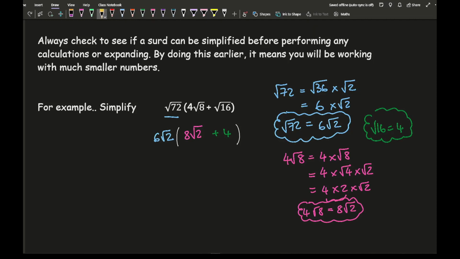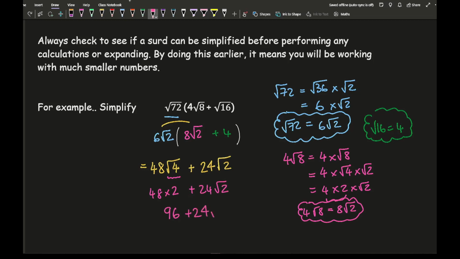Now with this, what I can then do is just go on to expand. So 6 times 8 is 48, and root 2 times root 2 is root 4. And then I've got plus 6 times 4, which is 24, and I've just got the root 2, and so we've got this. Now here I can then simplify this further, because root 4 is just 2, so that becomes 48 times 2 plus 24 root 2, and 48 times 2 is 96. And so the final answer is 96 plus 24 root 2. And there is my final answer.